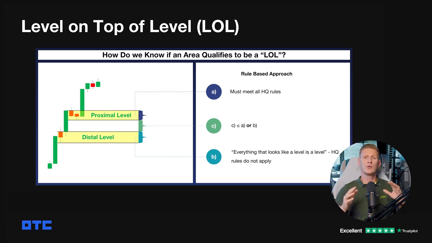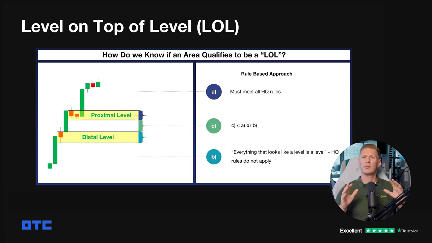The only rule for level B is based on the principle that everything that looks like a level is a level. Unlike level A, zone qualifiers do not apply to level B. It doesn't need to be fresh. The basing candles don't need to meet specific criteria, and the leg out doesn't have to be explosive, as long as it visually looks like a valid level based on one of the four formations we have learned. It qualifies.